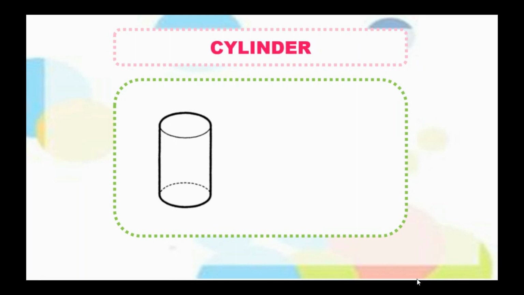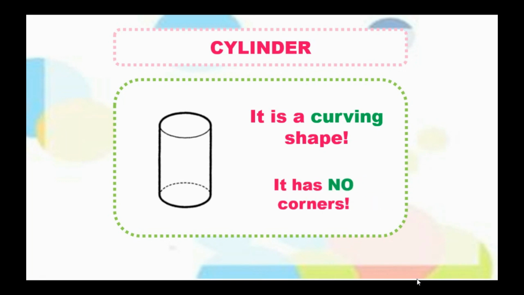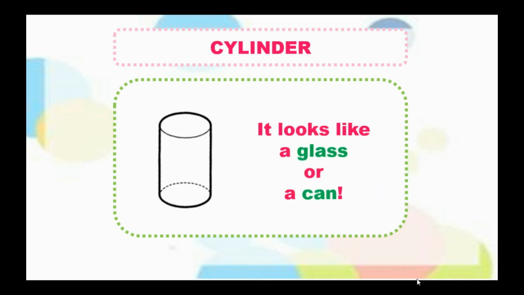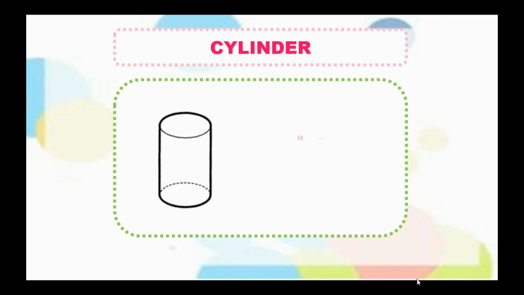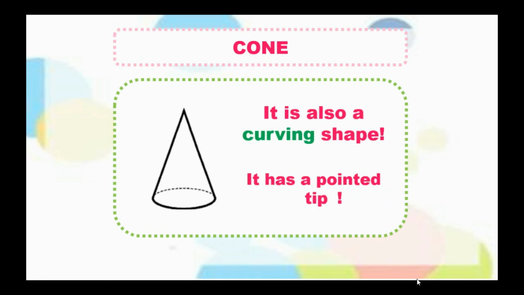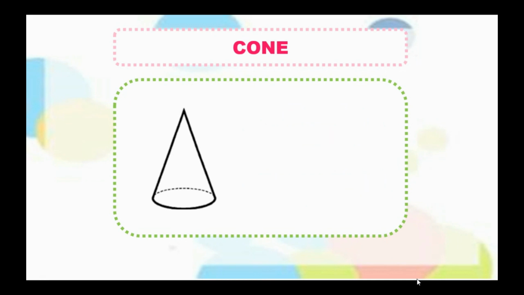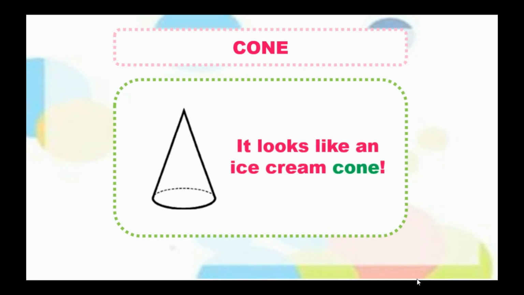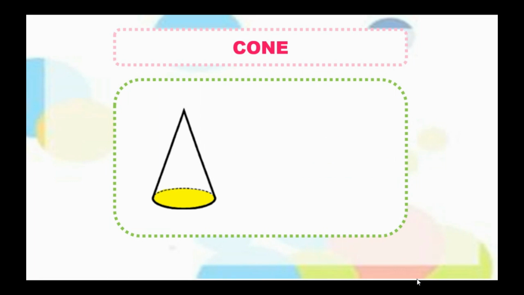Next, cylinder. A cylinder has a curving shape. It has no corners. It looks like a glass or a can. It has 2 circular bases, 1 and 2. Next, cone. It is also a curving shape. It has a pointed tip. It looks like an ice cream cone. It has 1 circular base.